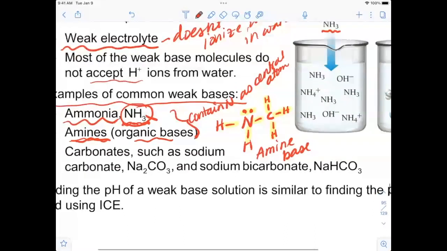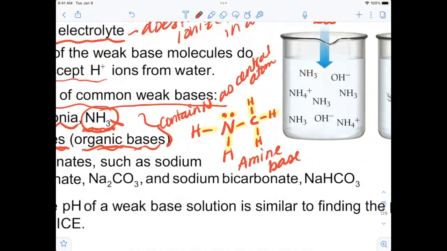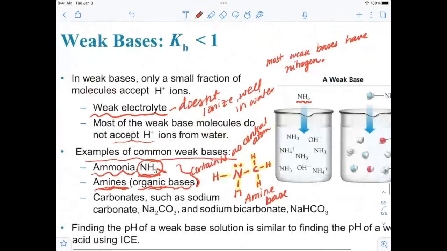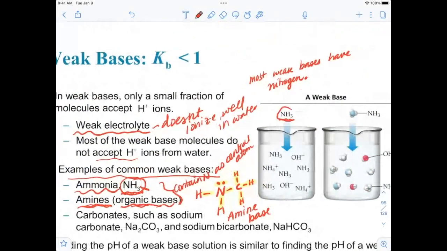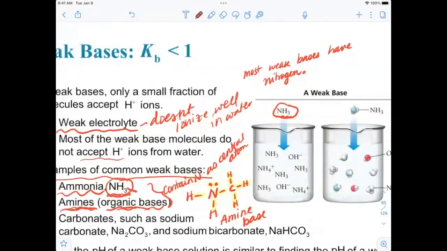And you saw how I showed you this. Essentially, amines are birthed from ammonia, but they have ammonia and a carbon, and that's why they're called organic bases. Once you get to organic chemistry, you will learn all this stuff there. Back to general chemistry though. In general chemistry, we're looking at just a regular ammonia base.